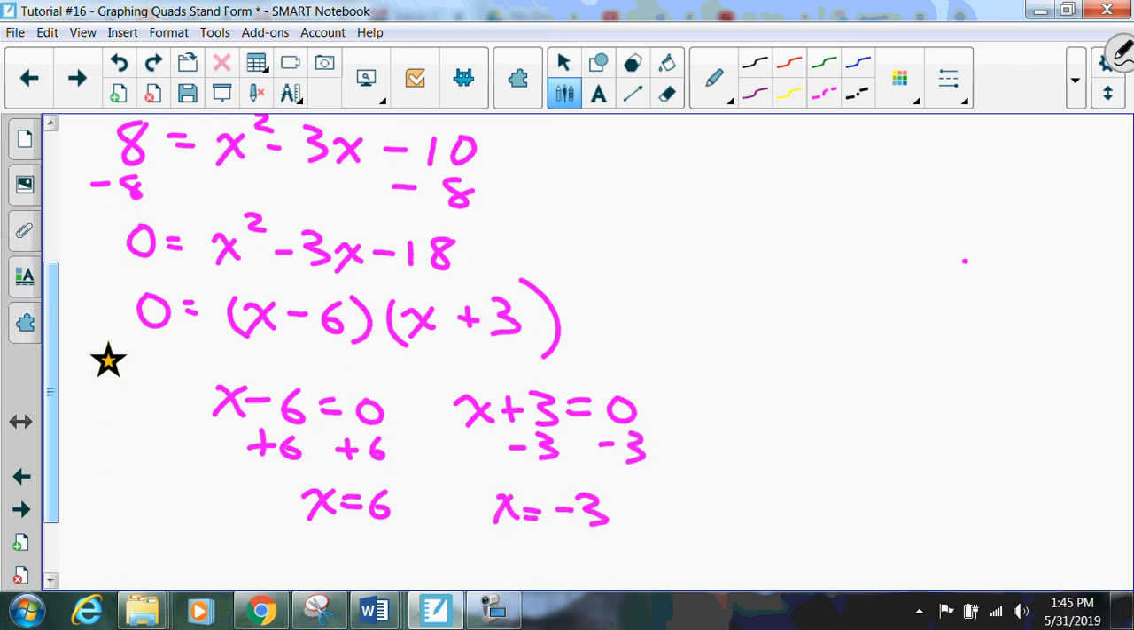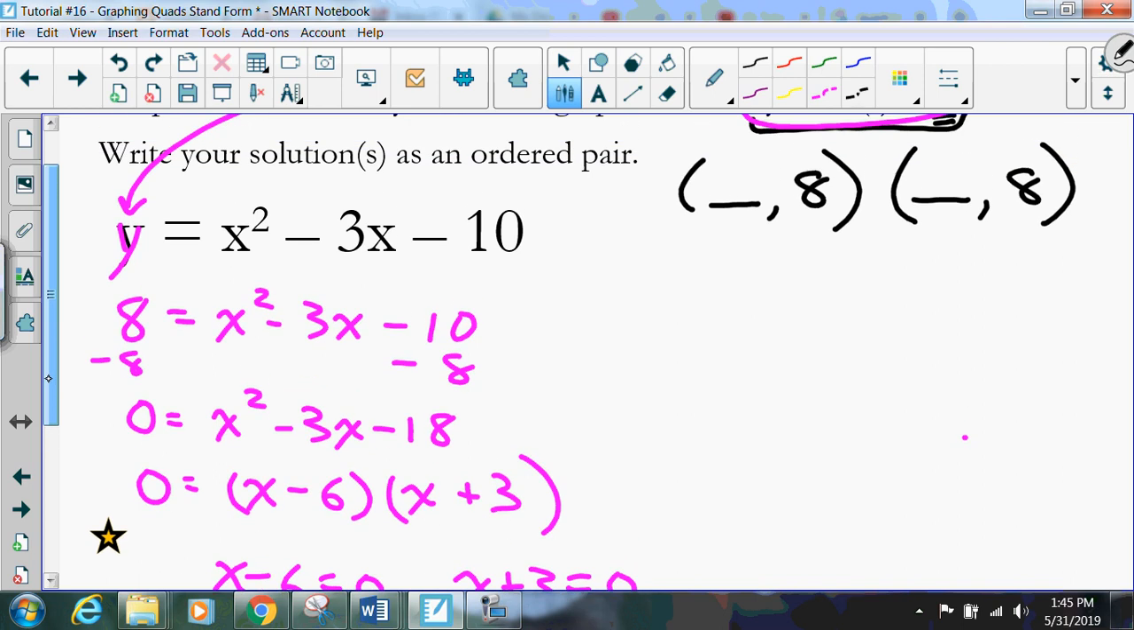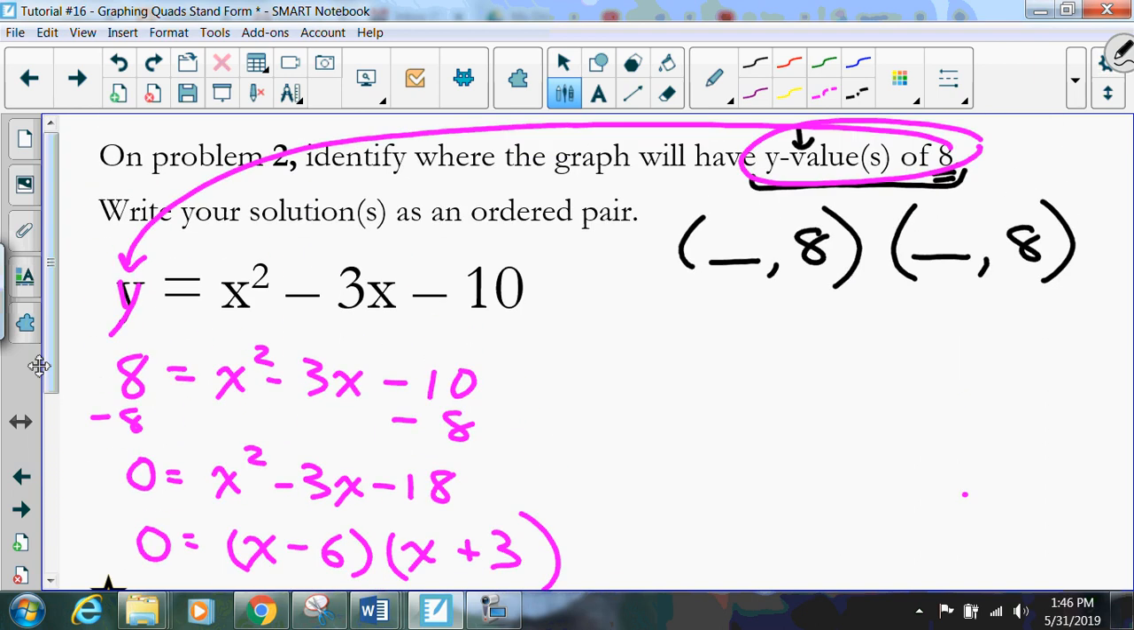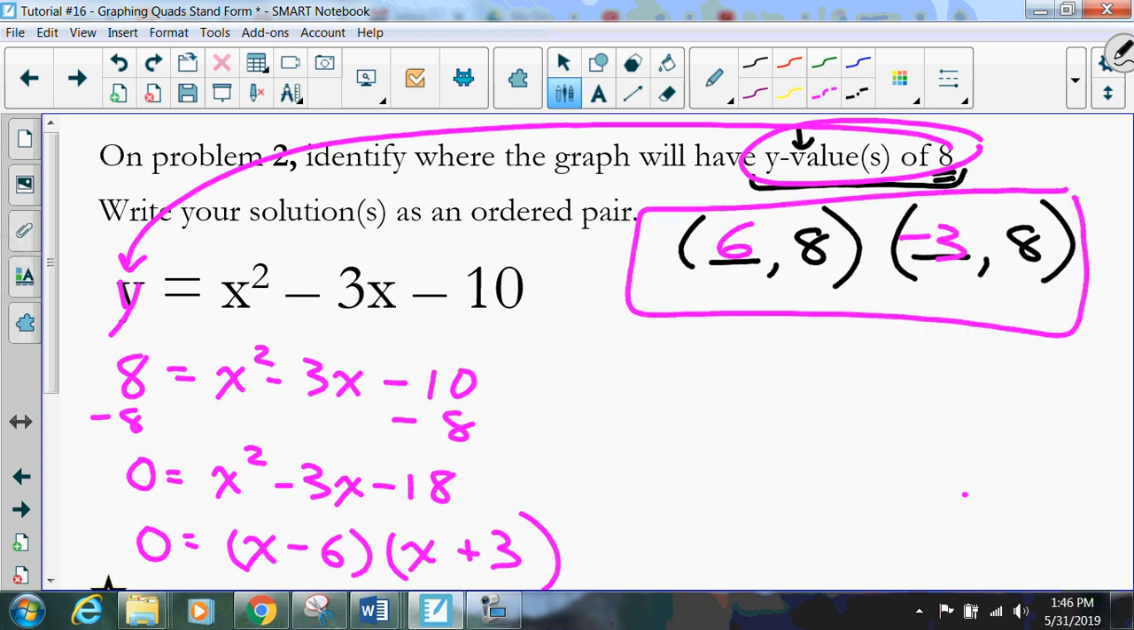So hey, remember how we knew that our answer consisted of 2 points? Well, now we know that the x value for one is 6, and the x value for the other is -3. So there we have it. At (6, 8) and at (-3, 8), that's where the function has the height of 8.